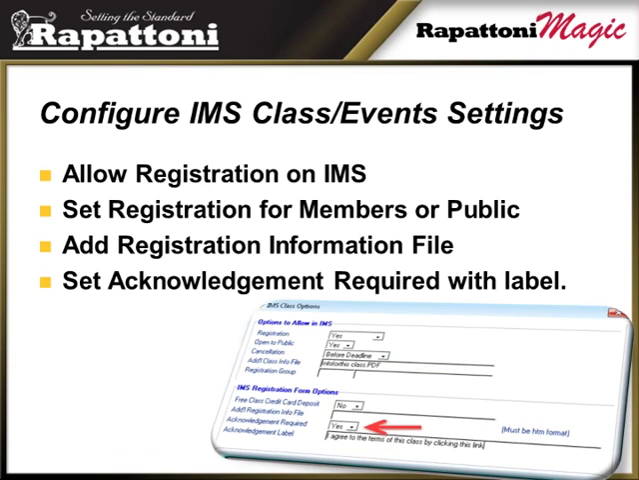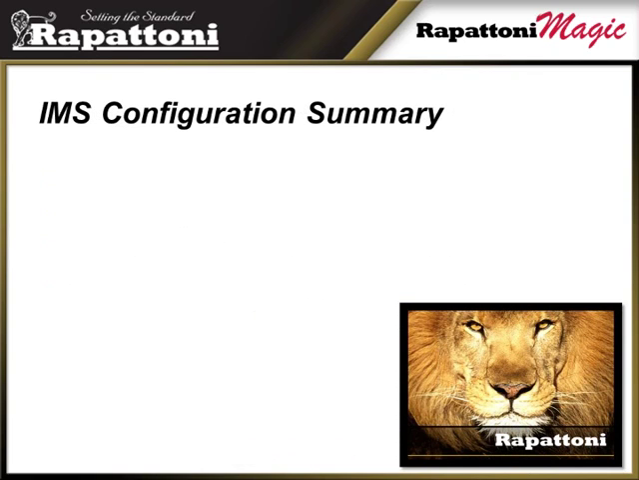And finally, set acknowledgement with required with label. This allows you to create a document such as a cancellation policy that they must acknowledge that they've read. You can customize the verbiage on the button they must click to continue.